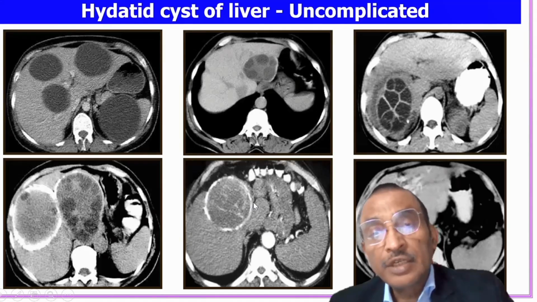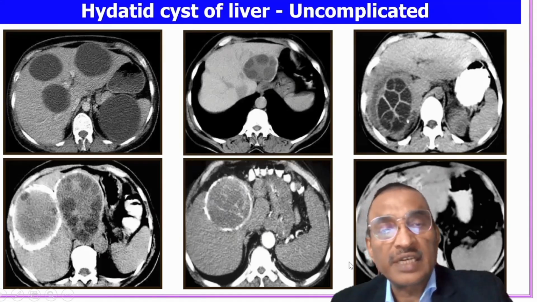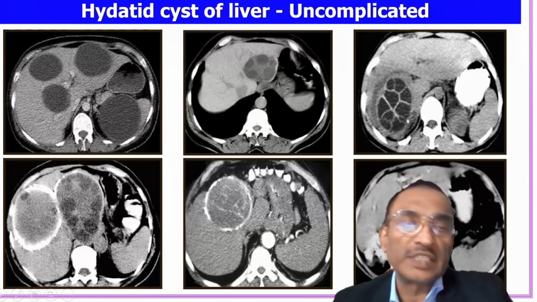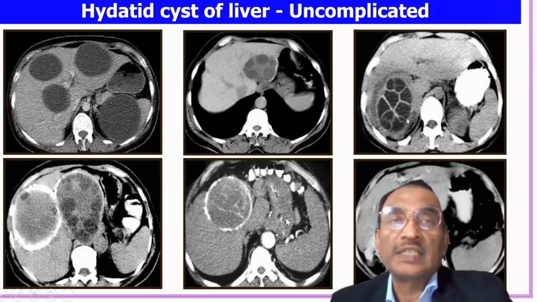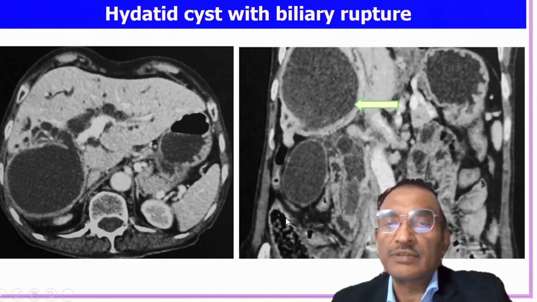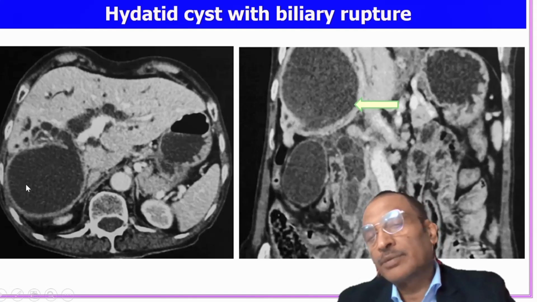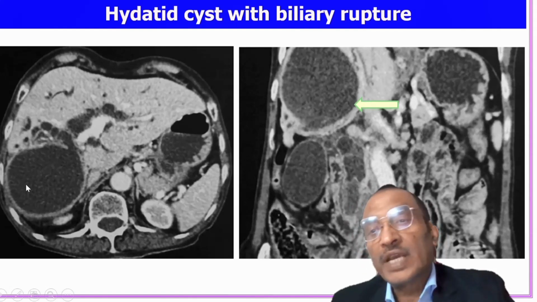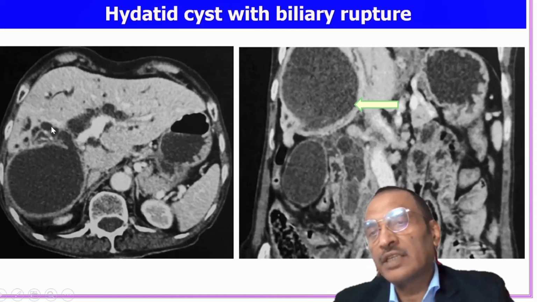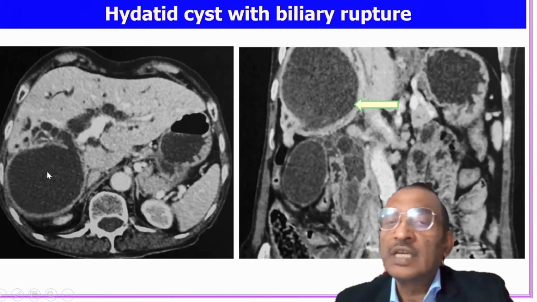As time passes, the whole cyst wall can get calcified, or even the whole lesion can get calcified. So they are different stages of hydatid cyst. Then some hydatid cysts rupture, and then how do you identify? Not by the communication. Here you are able to see communication.